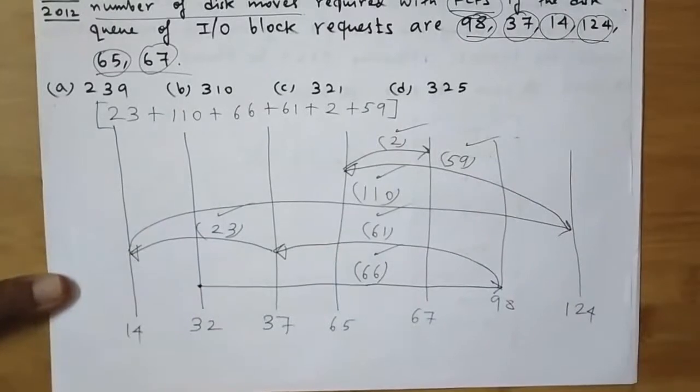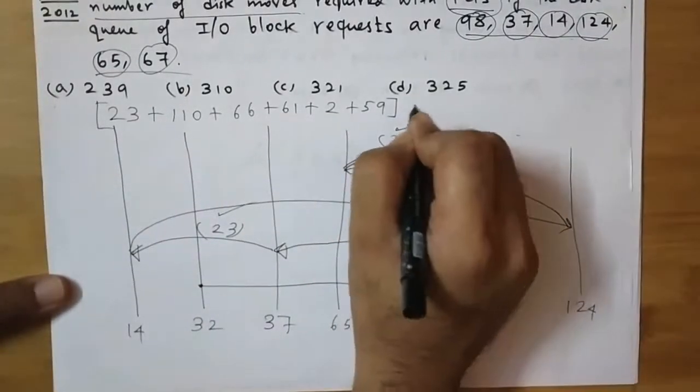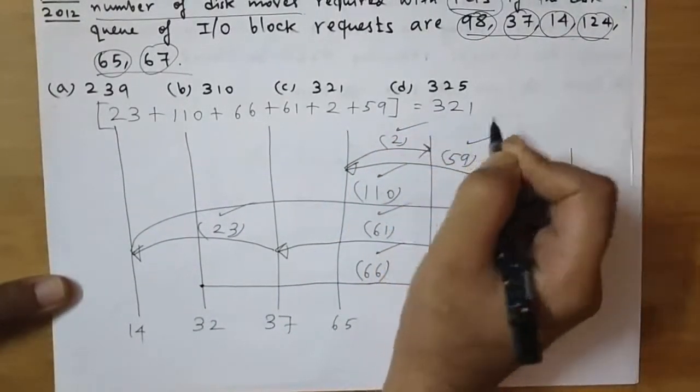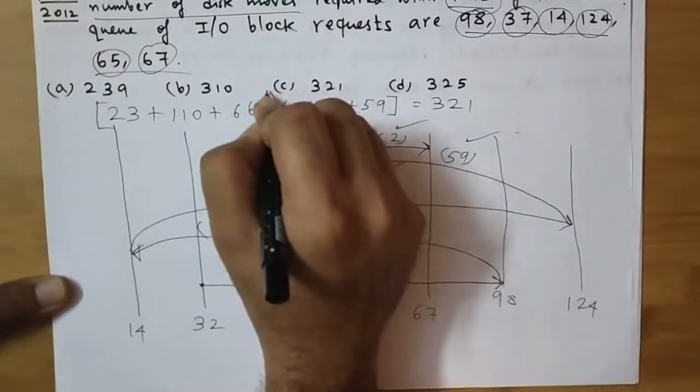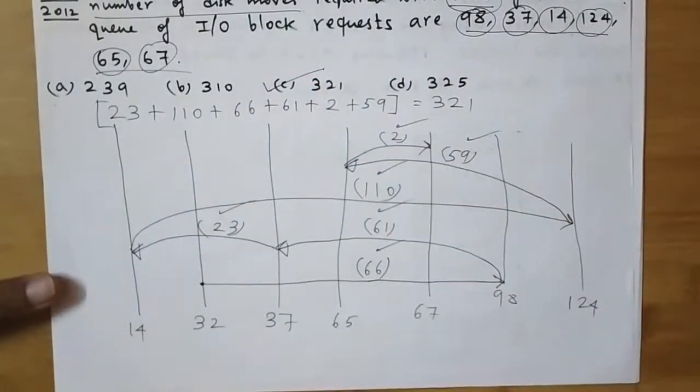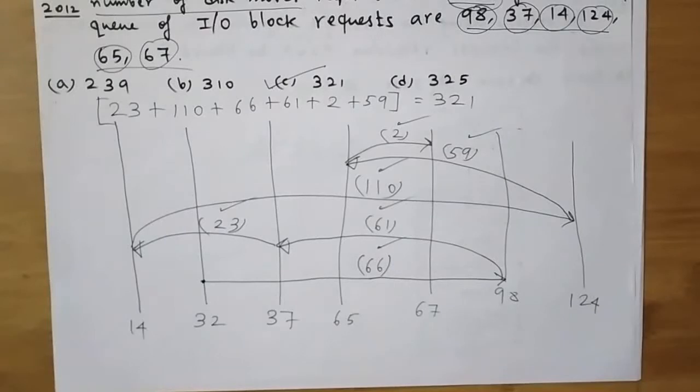If you do this summation, you should get a value of 321, which matches option C, and that is the correct answer. So I hope this helps.